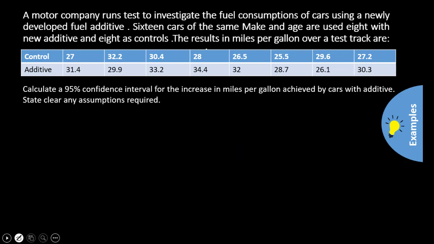So now let us try to solve a numerical so that we can apply the concepts we have learned. A motor company runs tests to investigate the fuel consumption of cars using a newly developed fuel additive. 16 cars of the same make and age are used, 8 with the new additive and 8 as controls. The results in miles per gallon over a test track are given. This is for control, this is for additive. Calculate a 95% confidence interval for the increase in miles per gallon achieved by cars with additive.